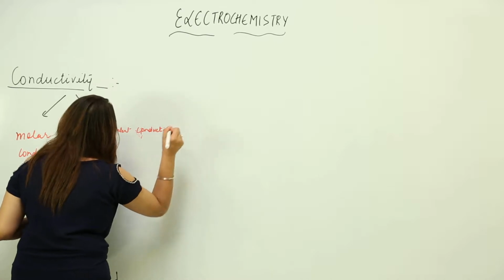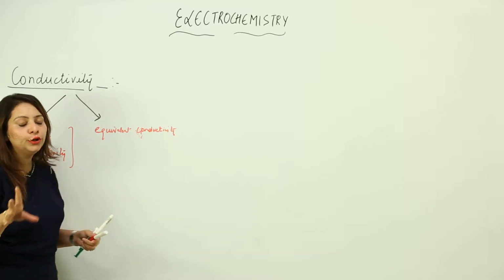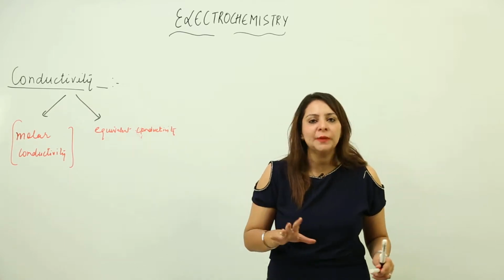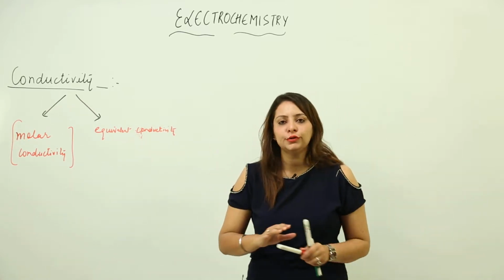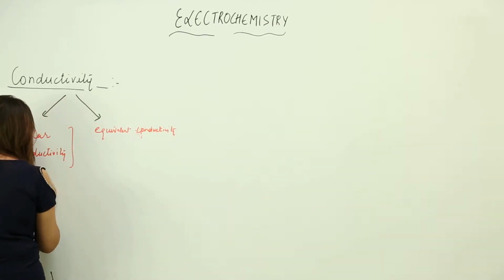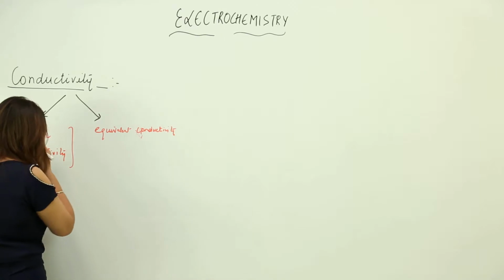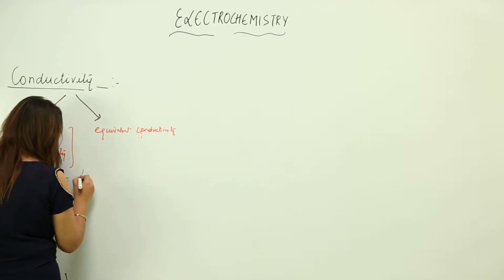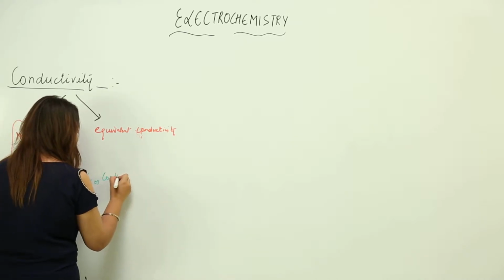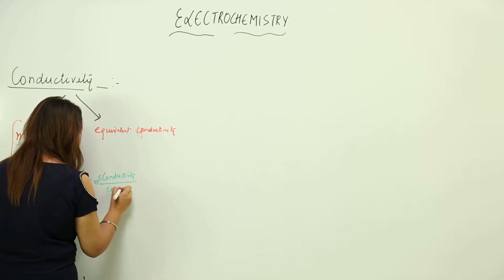So when we talk about molar conductivity, first of all you should know that both the conductivities are for the solution, not for any specific part. We are talking of the complete solution here. Molar conductivity is represented by lambda m. So lambda m is equal to kappa upon concentration. That means it is equal to conductance or specific conductivity divided by concentration.